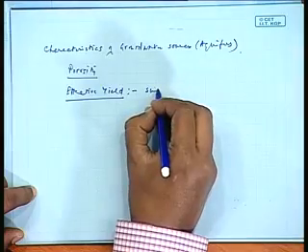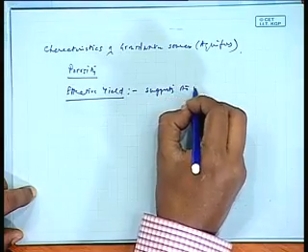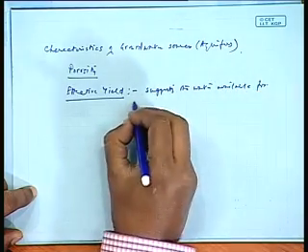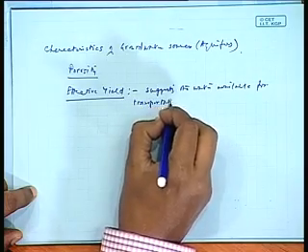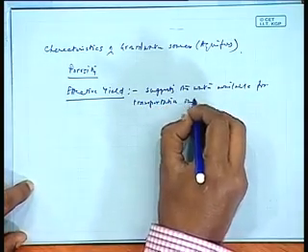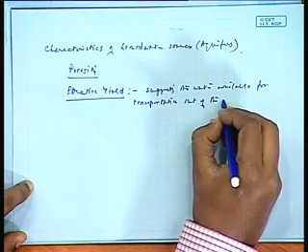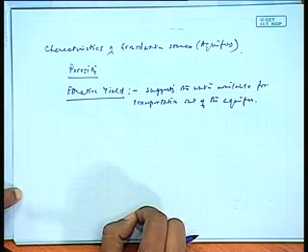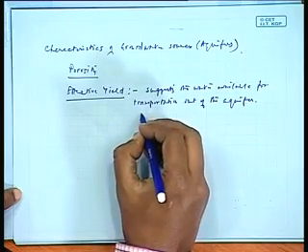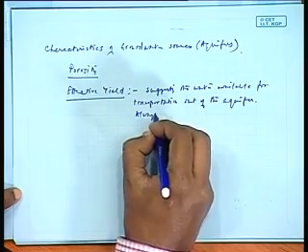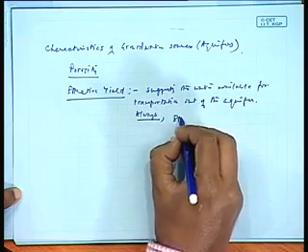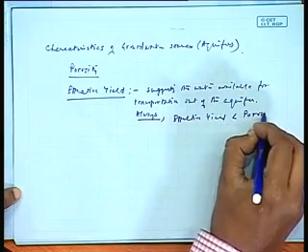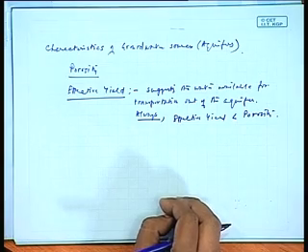The effective yield suggests the water available for transportation out of the aquifer. As you can observe, effective yield would always be less than porosity.